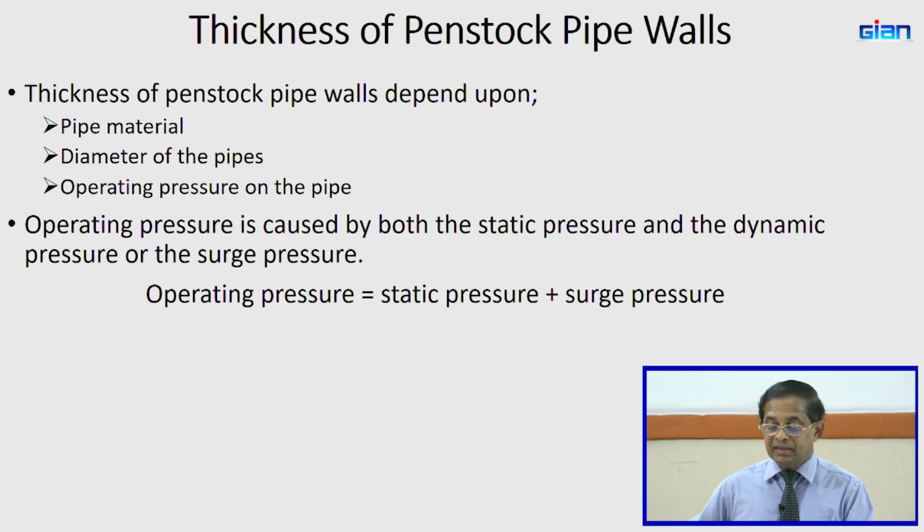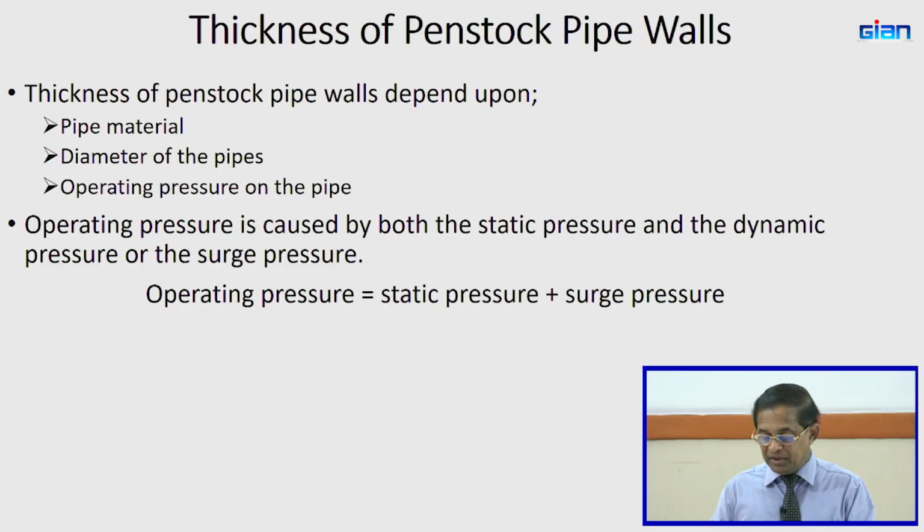Then how to decide the thickness of the pipe walls. The thickness of the pipe walls depends upon the pipe material, what type of steel or other material you are using, the diameter of the pipes and the operating pressure on the pipe. Because if the diameter of the pipe is large and the thickness is small, then what will happen? The shape will change when you handle pipes. So, you have to worry about that.